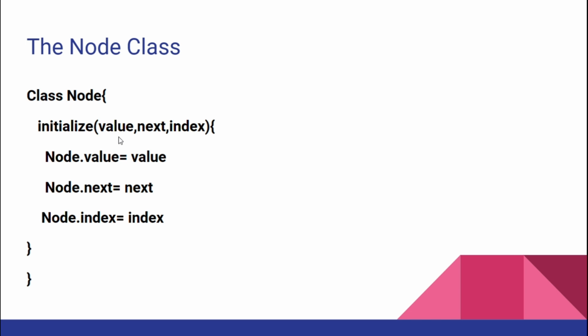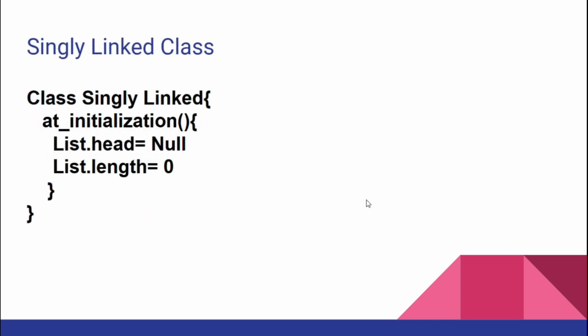So once the class is declared, this is the function called at its initialization. It takes in three arguments: the value, the next, and the index. It sets the value attribute to the value argument, it sets the next attribute to the next argument, and it sets the index attribute to the index argument. So next up we'll be looking at more interesting things.